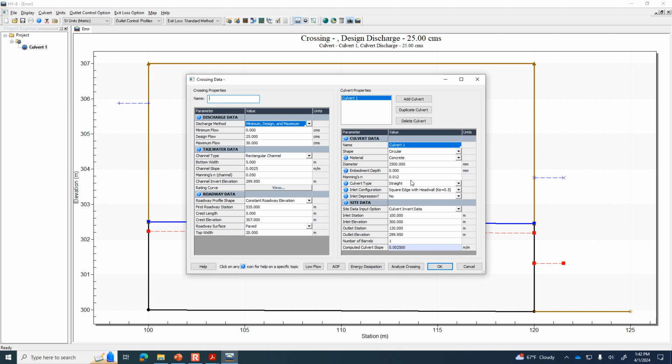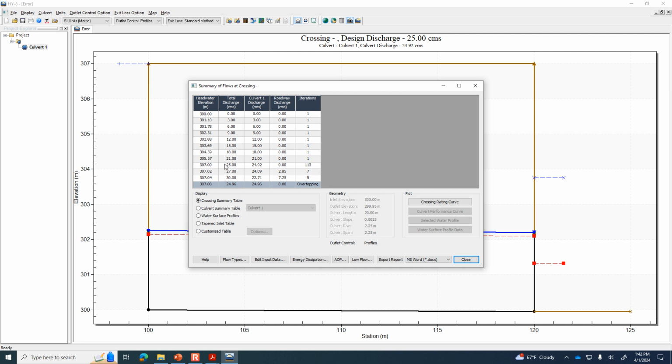Just like if it was in 250 millimeter increments, then what about 2,250? Analyze crossing. At 2,250, okay, we're just barely starting to get overtopping. Because look, 307 is kind of our cutoff point. When the water level rises to 307, that's when it just starts to trickle over the roadway surface. And at 307, 24.92 is going through the culvert, and I guess 0.08 cubic meters per second is going over the road.